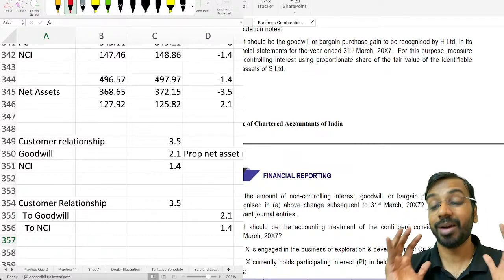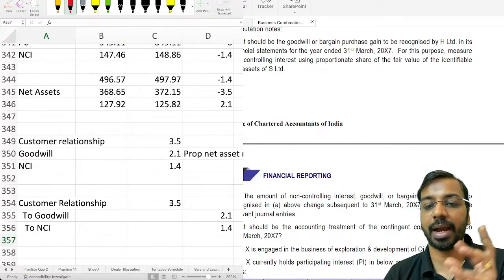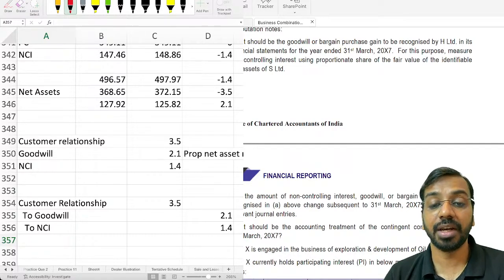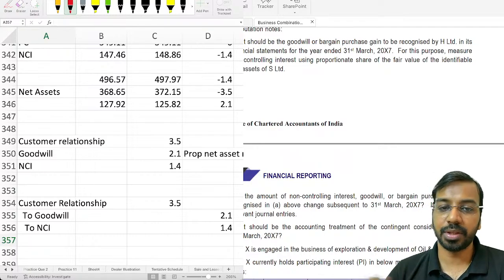A very lengthy question, but a comprehensive question for us to understand how we calculate, how we handle scenario changes and all of that. A very important question from the examination point of view as well. I hope this is clear.